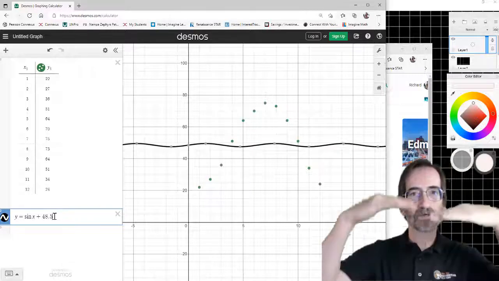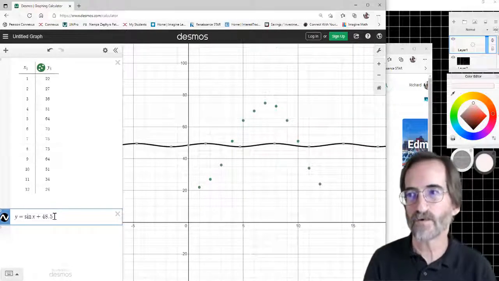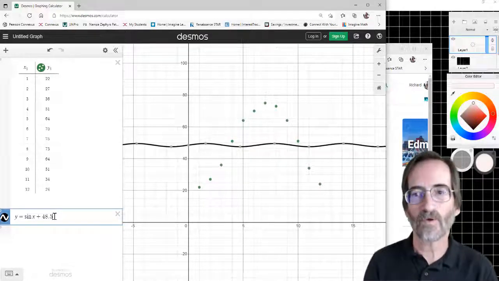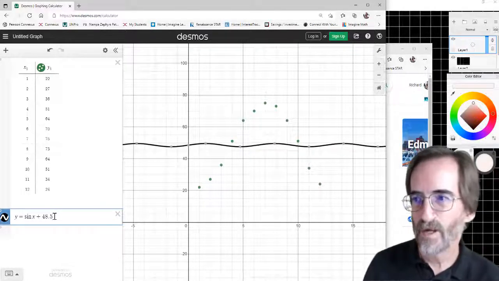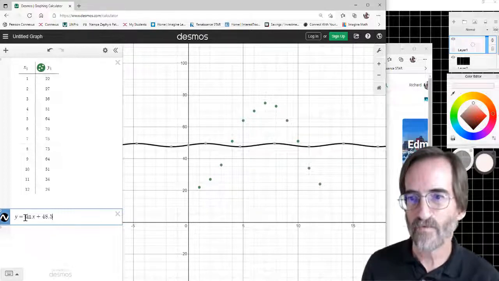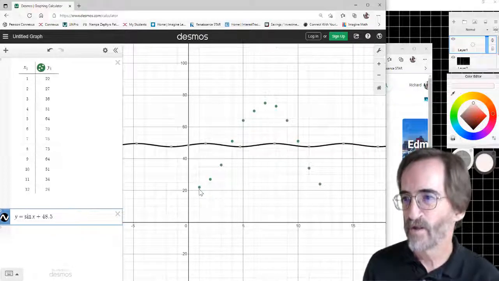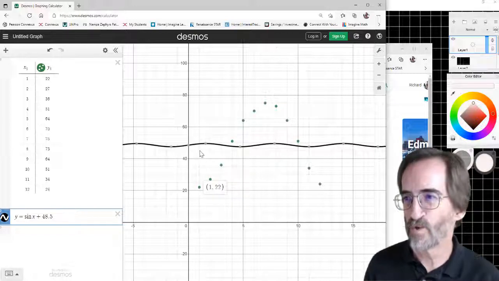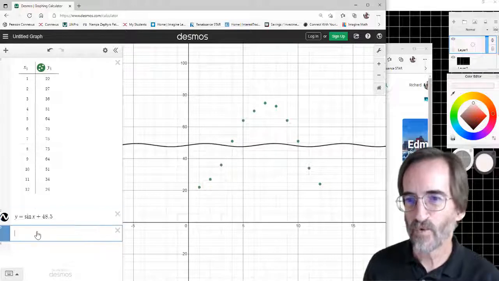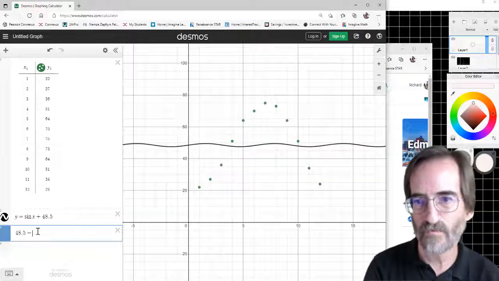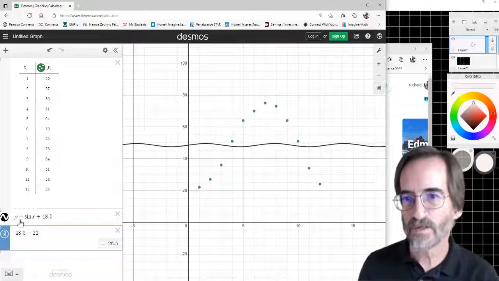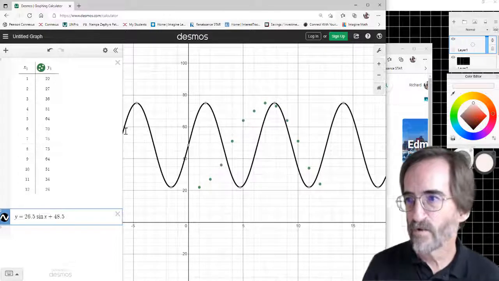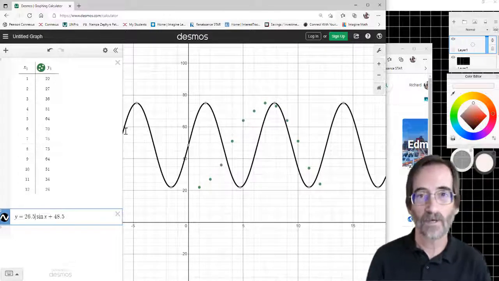So now we've risen, we've brought up the sine function so that it has the correct height. Now we want to have the correct amplitude, right? And so amplitude is modified by putting a multiplier in front of sine. Okay, now we want the amplitude to go all the way down to 22, and it's at 48.5. So what is 48.5 minus 22? 26.5. So I'm going to put 26.5 right here, and now we've got the correct amplitude.